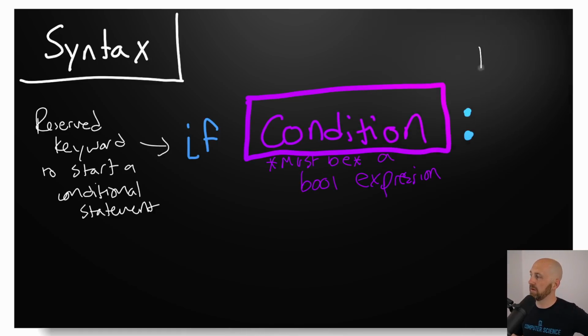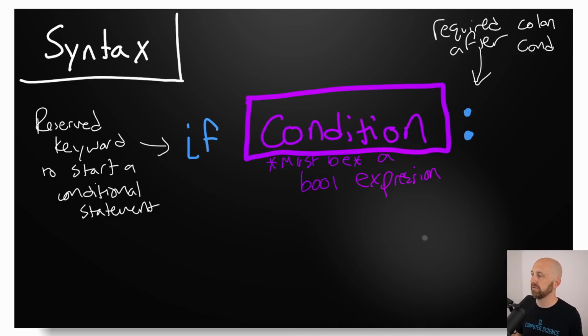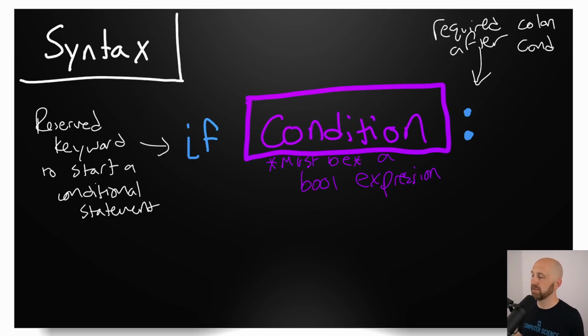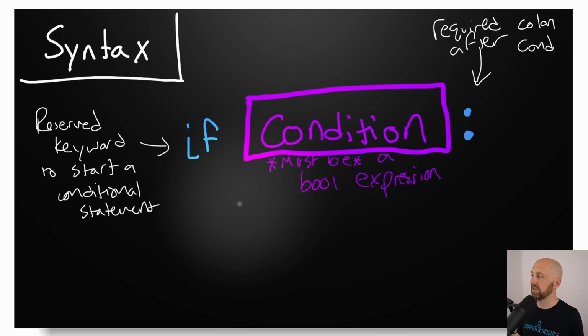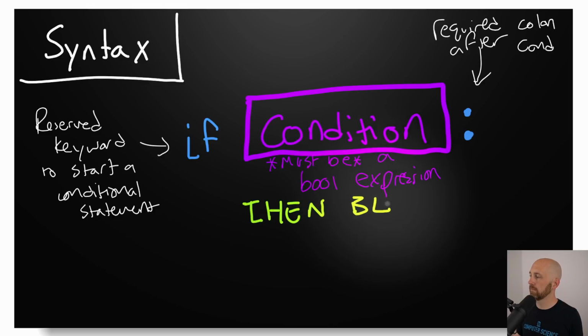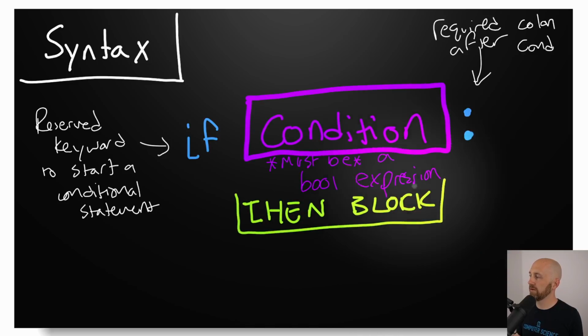So, required colon after condition. I'm just going to shorthand this to cond, which is common in computer science. Okay, so if the condition, then what we're going to do is what we call the then block. Right? I'm going to use green to indicate the then block. And so a block is a sequence of statements, right?